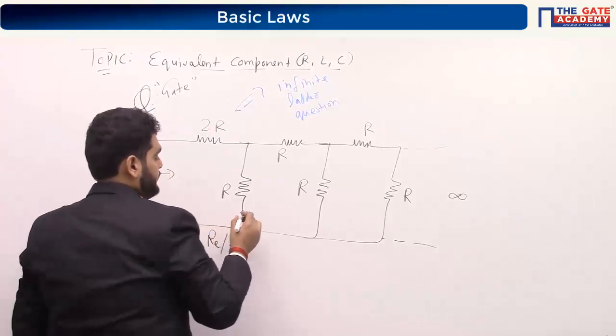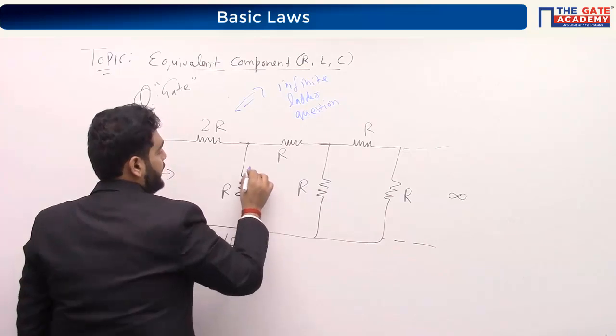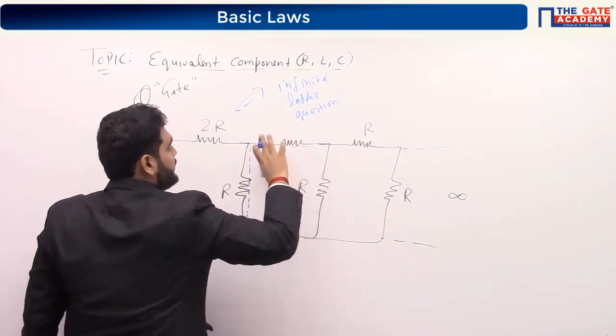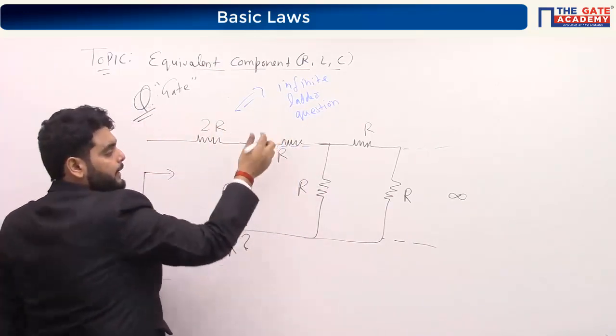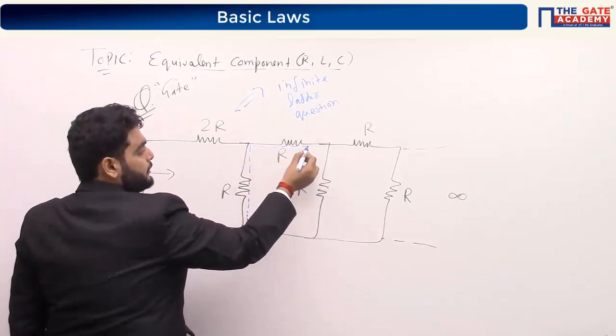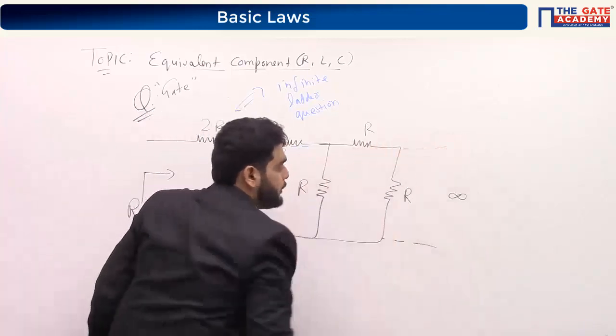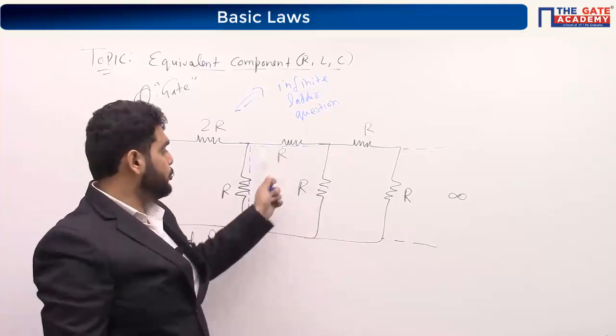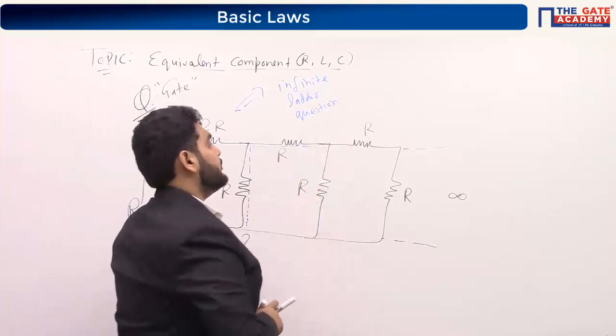See here, this R and this R. This is 2R, this is not repeating. This R and this R, this is repeating infinite times. Correct? This portion is repeating infinite times. Now tell me one point.